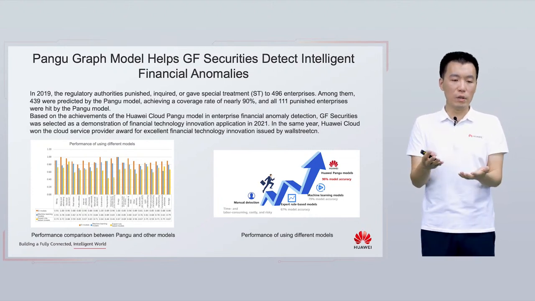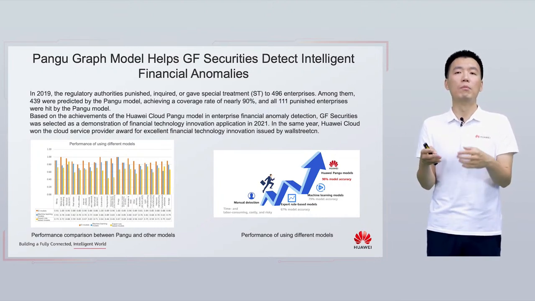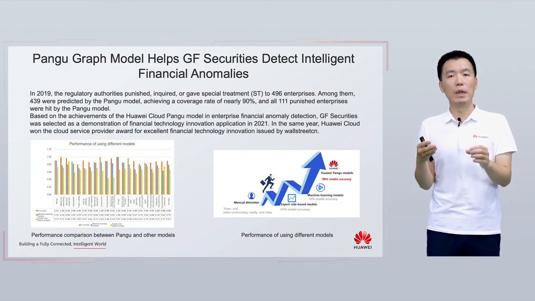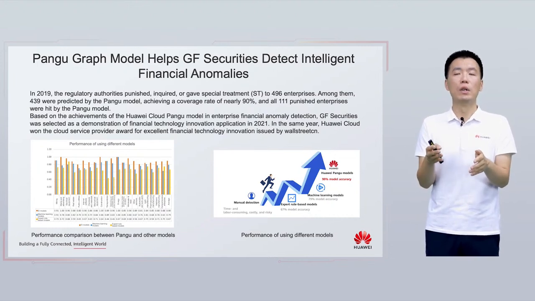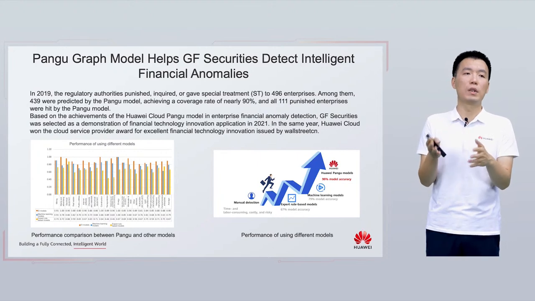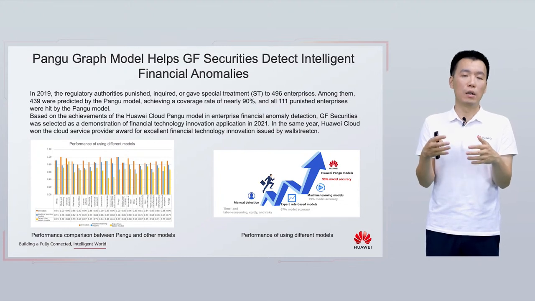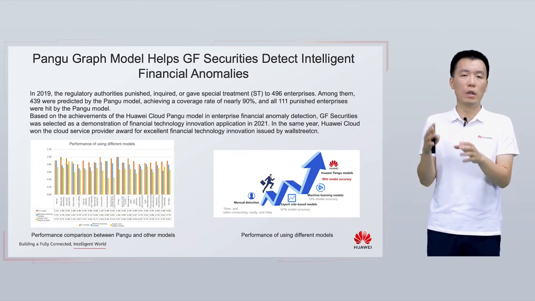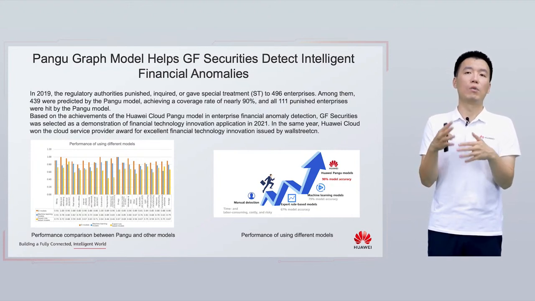So with this, we can improve the recall rate of detecting the financial anomalies from about 70% to over 90%. This makes our model much more useful in real world scenarios. It can even detect something that human experts cannot detect. So the Guangfa Securities are considering our algorithm very useful in their real-world scenarios, and we have obtained some awards from the financial system. So this is our graph model.